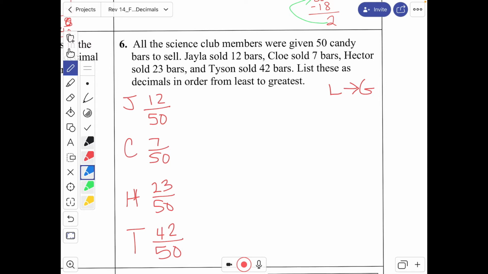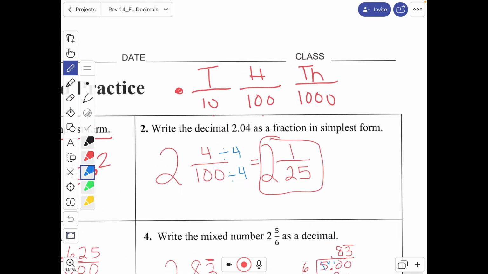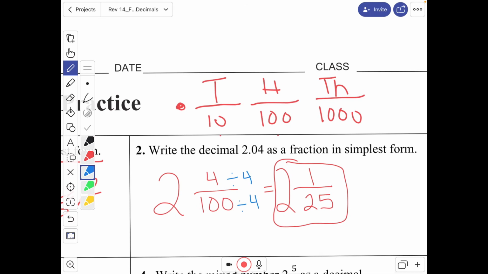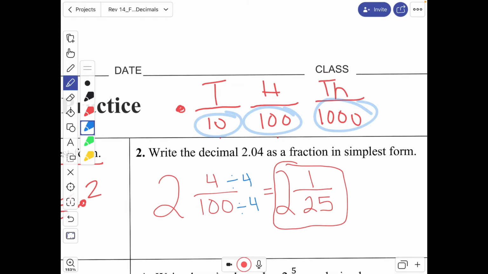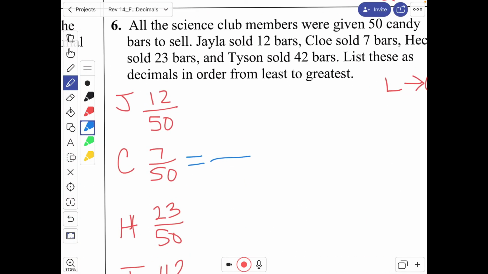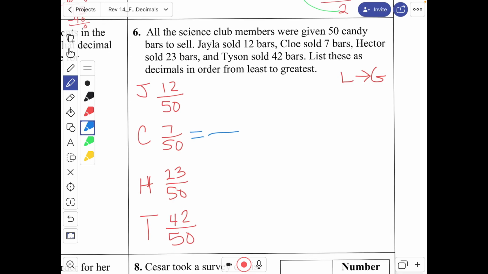And I don't want to have to divide all of these fractions. So these are special ones, special denominators. Can I change that denominator to one of these? A tenth or a hundredth or a thousandth? I could change 50 to 100. So I can make the new denominator 100 if I multiply by 2. So if I do that on top, my new numerator is 14.